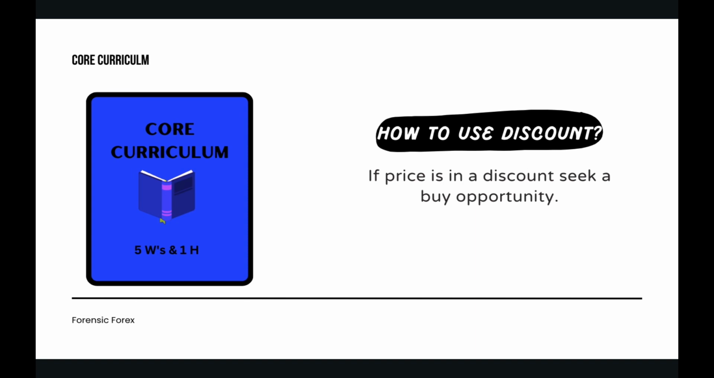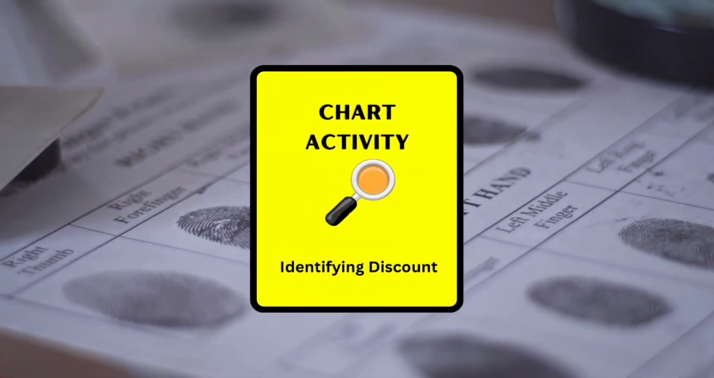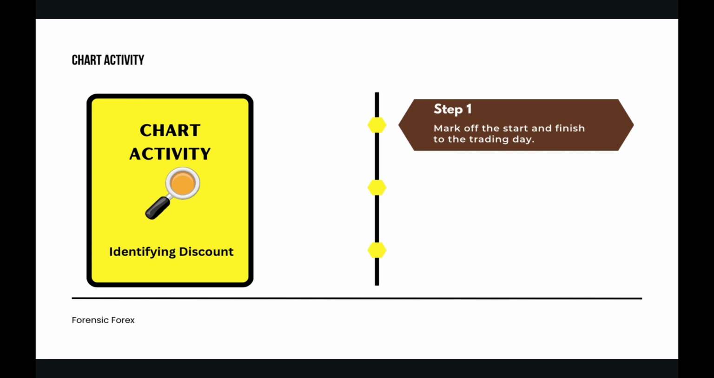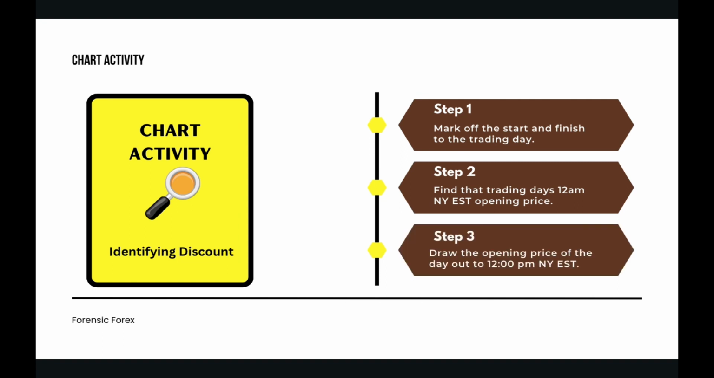Let's take a look at our chart activity. First step you must follow is marking off the start and finish of the trading day. Step 2, find the opening price at midnight, New York Eastern Standard Time, 12 a.m. Step 3, project the opening price to 12 p.m. New York Eastern Standard Time.